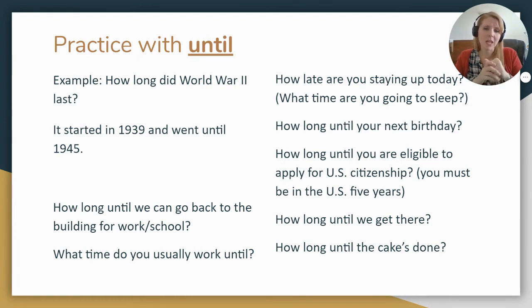How late are you staying up today? A different way to answer or ask this question: What time are you going to sleep? Okay, how late are you staying up today? I'm staying up until about 11? I'm not sure.